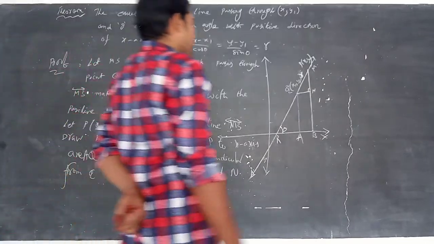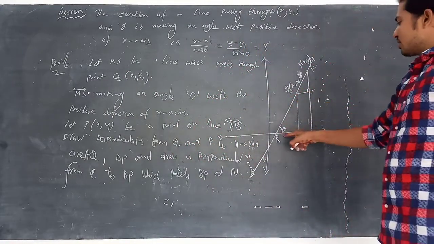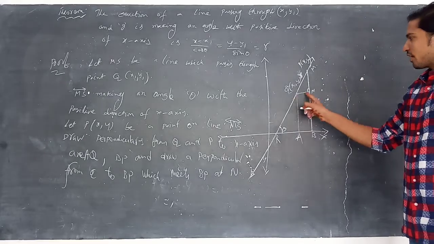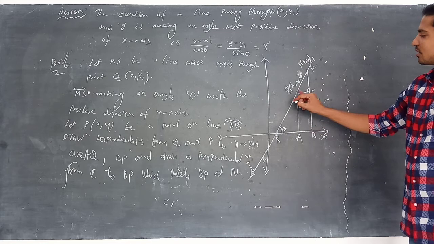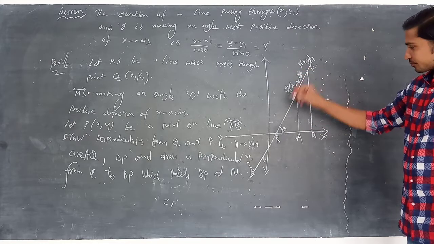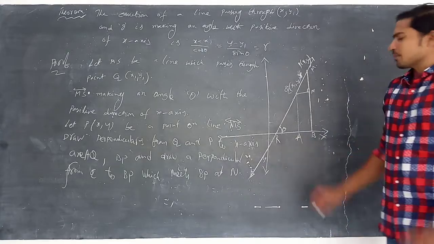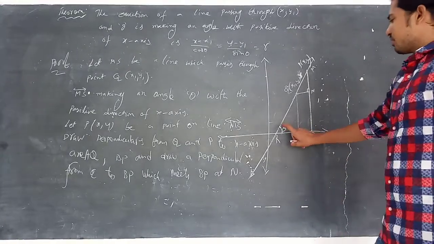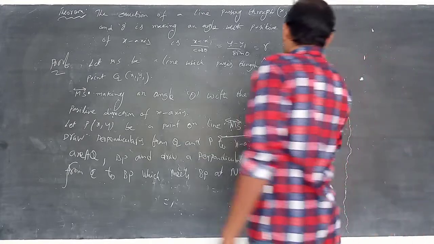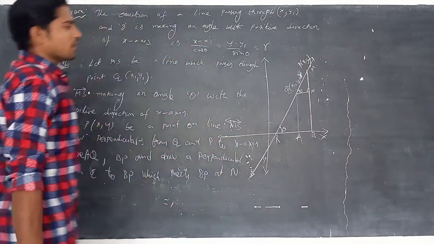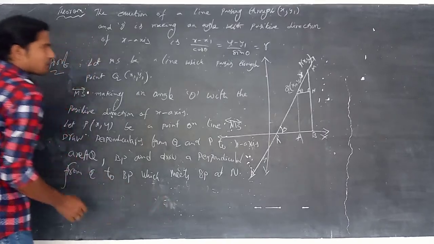So QN is parallel to x-axis, and MS is a transversal. When two lines are parallel, corresponding angles are equal, so this is theta. Automatically this will become theta. Consider triangle PQN.